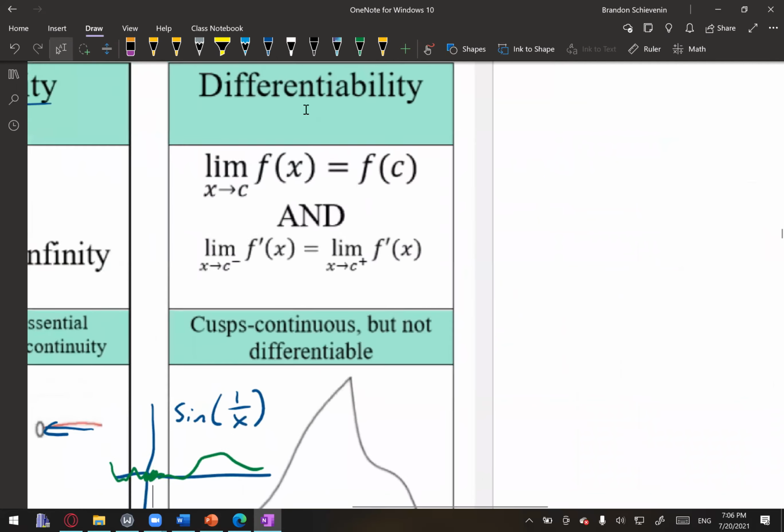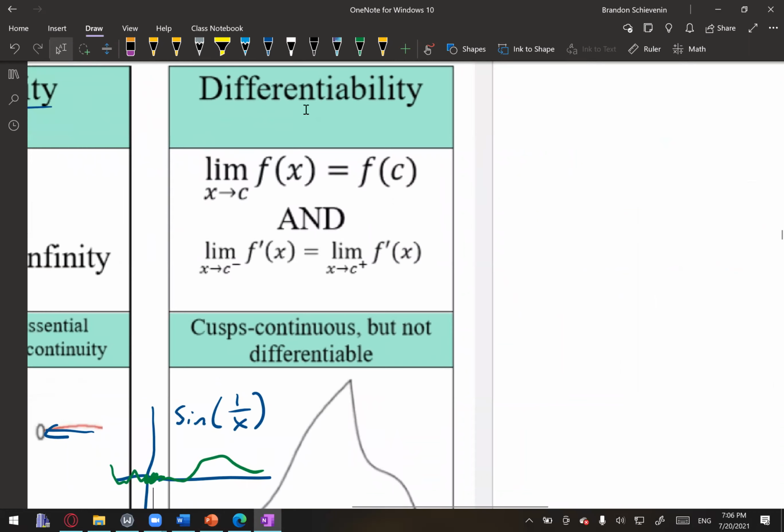In order to test and see whether we are differentiable, we have to be first continuous. And in order to be continuous, we must have a general limit, which is equal to what happens when I plug in the point. But we also must have our derivative approach the same value from the left and the right.